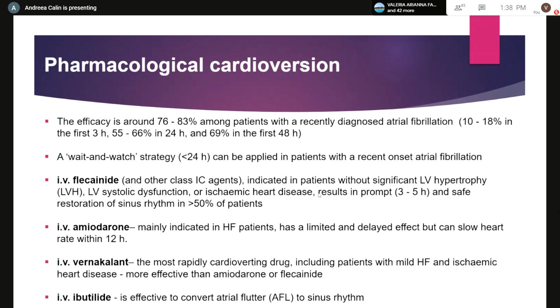And amiodarone may be indicated in patients with heart failure. It has a limited and delayed effect, but can slow heart rate within the first 12 hours of atrial fibrillation. And this newer drug, vernakalant, is the most rapidly cardioverting drug, including in patients with mild heart failure and ischemic heart disease, and it's the most effective of these three drugs.